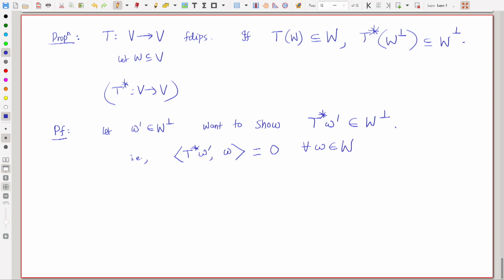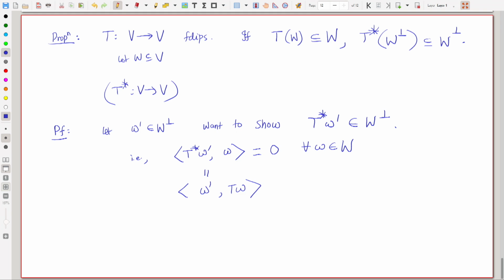Right, it is perpendicular to everything in W, that is what we need to claim. Is that all right? Okay, now as usual the standard thing we do with T star, we push the T star over to the other side. T star star is T in fact, and so when I push the T over to the other side, it becomes W prime comma T W.